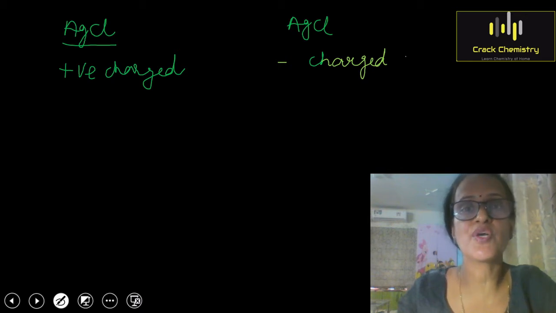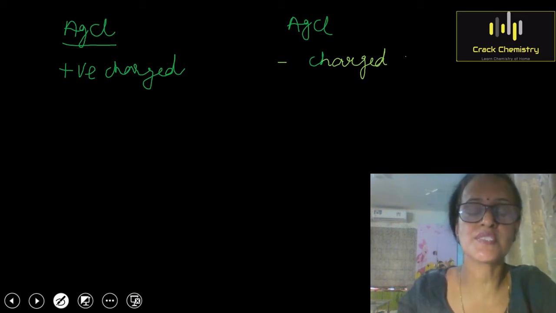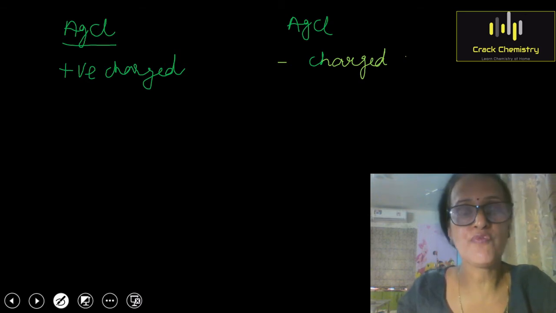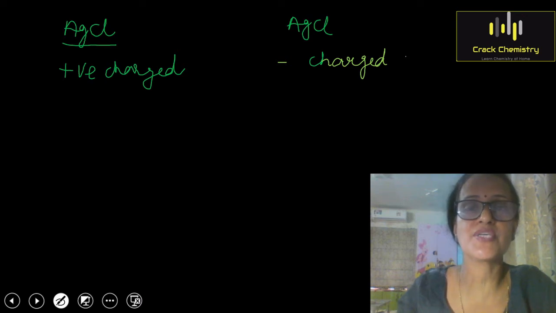For example, if we are talking about positively charged silver chloride, all the particles of this positively charged silver chloride will have the positive charge only. And if we are talking about negatively charged silver chloride, then all the particles will have negative charge only. The presence of charge gives stability to colloidal particles.